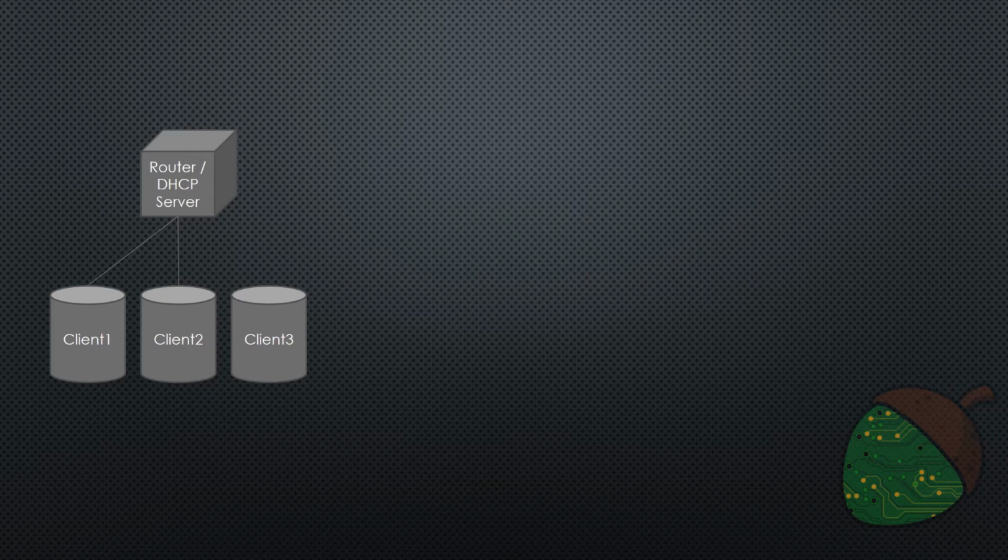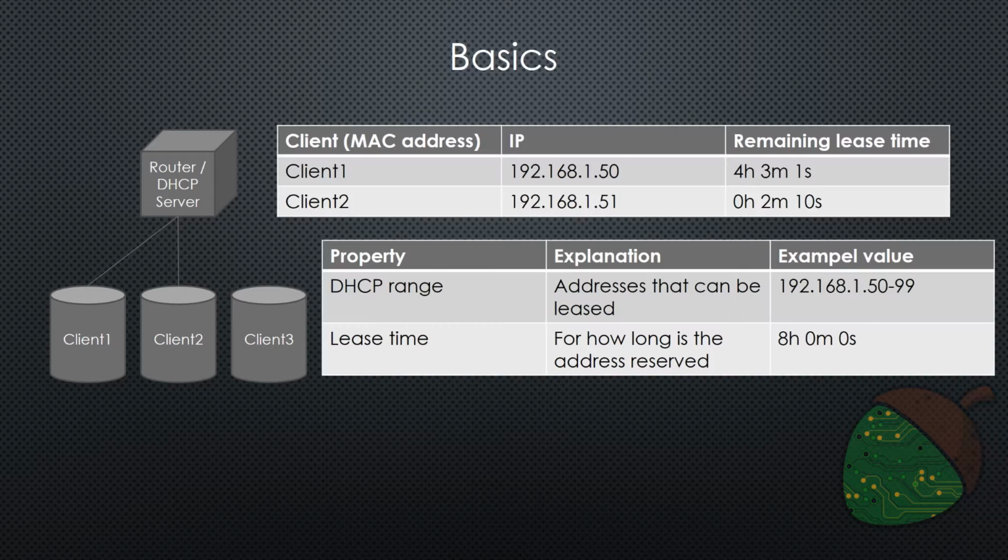We have a pretty basic scenario here. We have a router or DHCP server, which is what it is in this case. And we have two clients connected. Client number 3 will be connected in just a few seconds. We have some basic configuration to go through here.